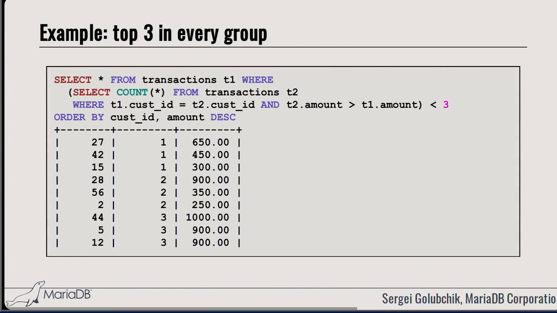This is another example of how to do this. We want to find the three largest transactions for every customer, and this could be practically useful, for example, for some kind of fraud prevention.